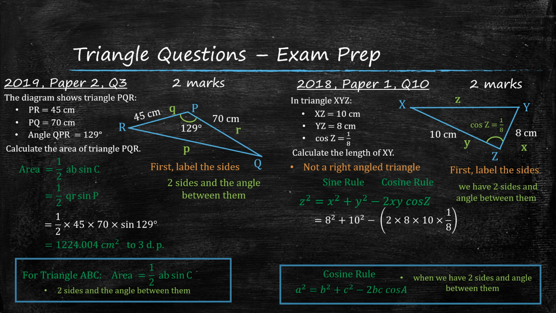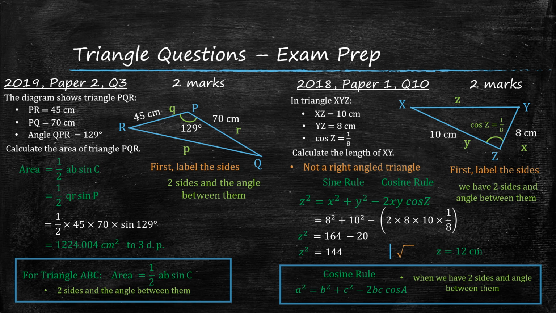Now we can do these all without a calculator. 8 squared is 64, 10 squared is 100, and what we get is 164 minus 20. So z squared is equal to 144, and the square root of 144 is 12 centimeters. So z is equal to 12 centimeters.